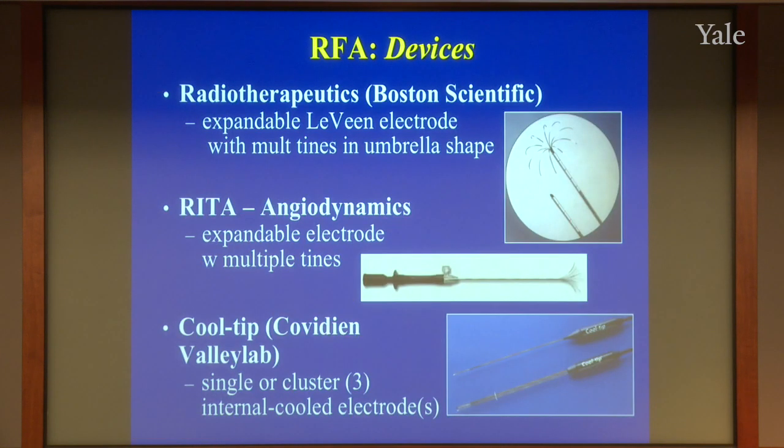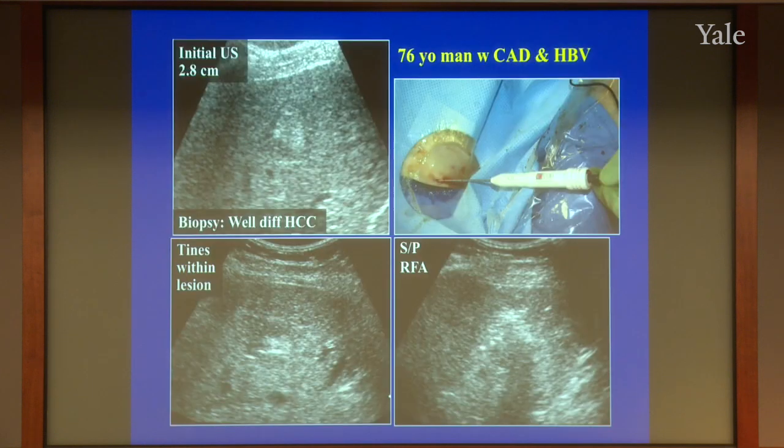These were probably the 3 most prevalent devices, expandable tine systems for the first 2, and then this was internally cooled with saline to prevent the charring immediately around it, whereas this achieved greater volumes by having multiple tines spread throughout the tissue. And this is just an example of someone who had a well-differentiated hepatocellular carcinoma of 2.8 centimeters in hepatitis B, and he had significant coronary artery disease. I don't recall him being a resection candidate.